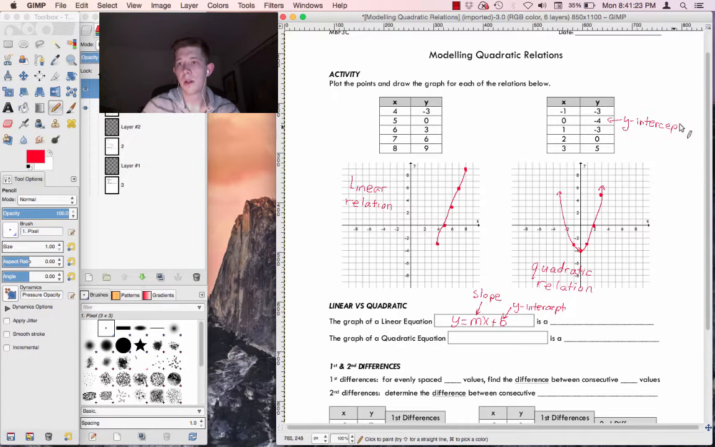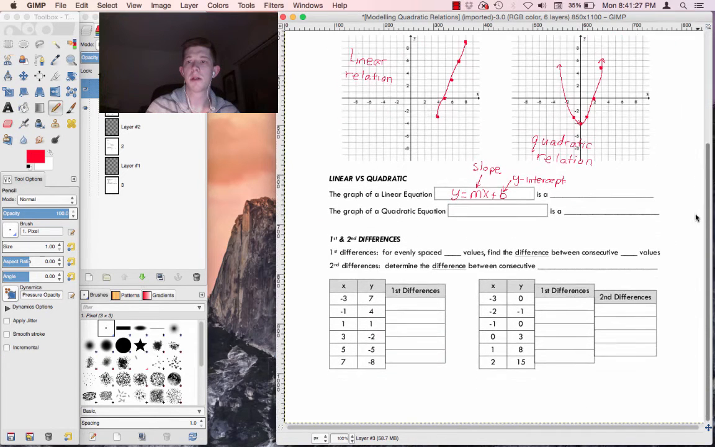Okay, so let's go ahead and discuss a little bit more about this quadratic relation. Actually, sorry, I'm not done with the linear one. So the graph of a linear equation, y equals mx plus b, is a, we can say here, straight line. Okay, so we have a straight line here.